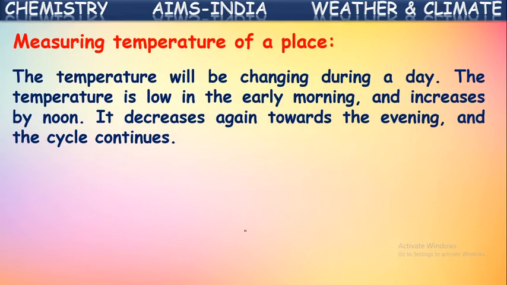Now let us see. The temperature will be changing during a day, isn't it? All through the day, temperature won't be the same. We know the temperature is low in the early morning, whatever the season. It will be very pleasant, and a cool breeze will be there in the morning hours. So temperature will be less and increases by noon. As the sun starts shining, temperature in the atmosphere also increases. By noontime, temperature will be very high, and it starts decreasing towards the evening.